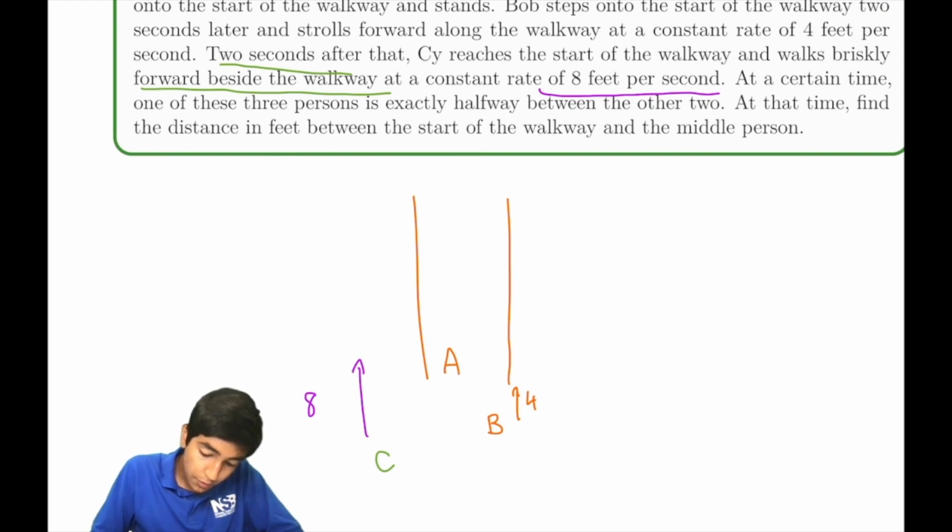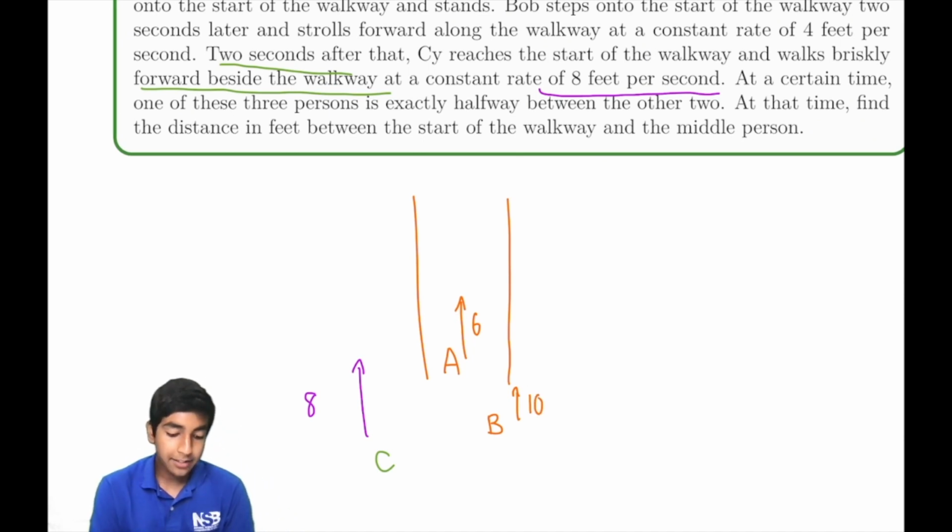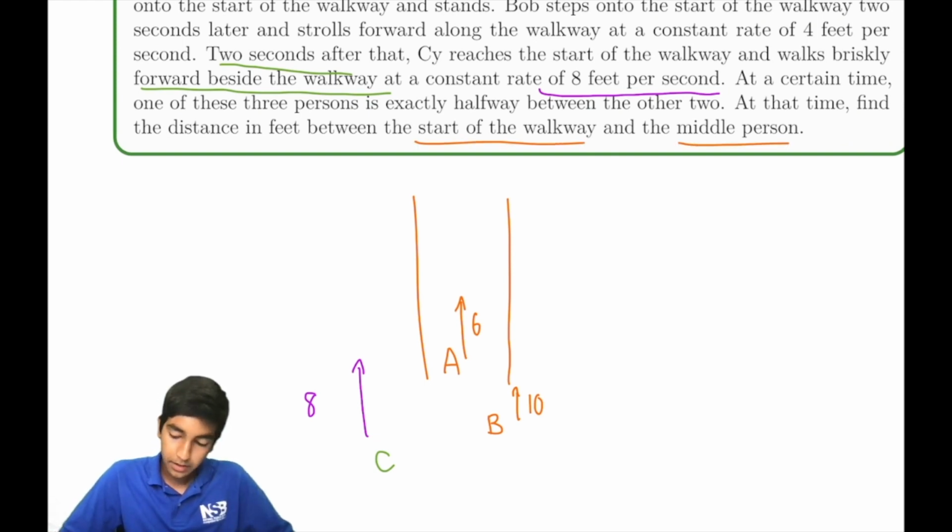So Al really is moving at 6 meters per second because of the walkway. And therefore Bob must be moving at 4 plus 6, so 10 meters per second. At a certain time, one of these 3 persons is exactly halfway between the other 2. At that time, find the distance between the start and the middle person. How do we do this?